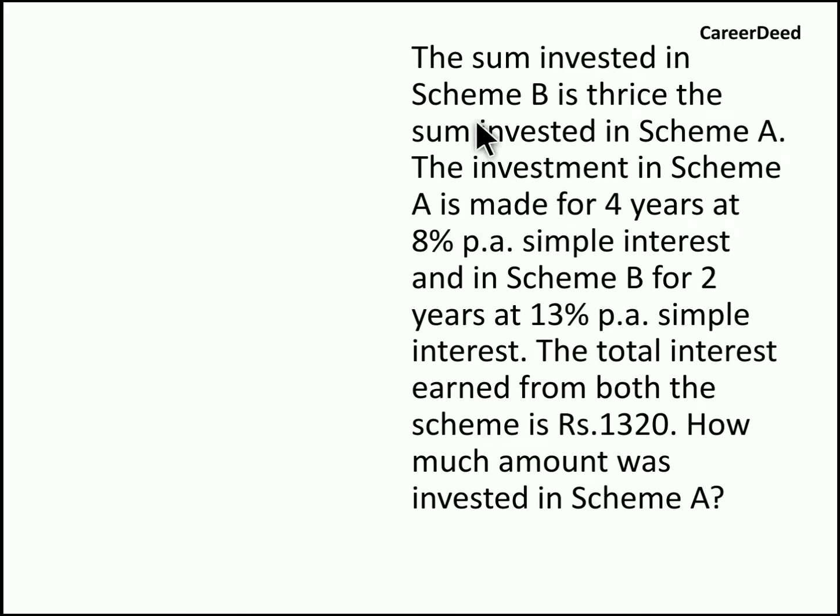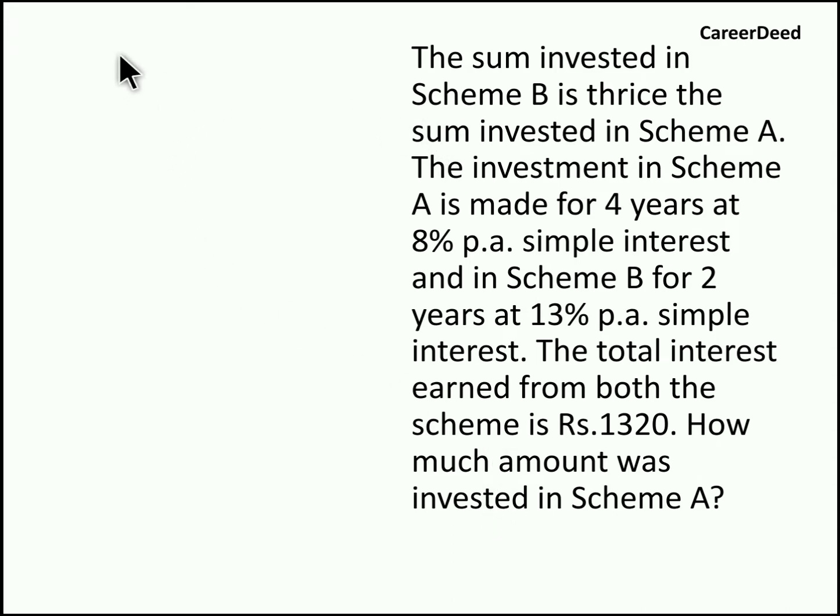The sum invested in scheme B is thrice the sum invested in scheme A. The investment in scheme A is made for 4 years at 8% per annum simple interest, and in scheme B for 2 years at 13% per annum simple interest. The total interest earned from both the schemes is rupees 1320. How much amount was invested in scheme A?